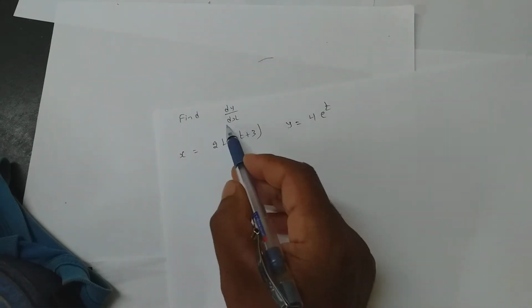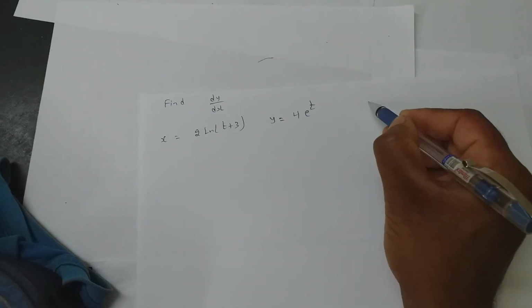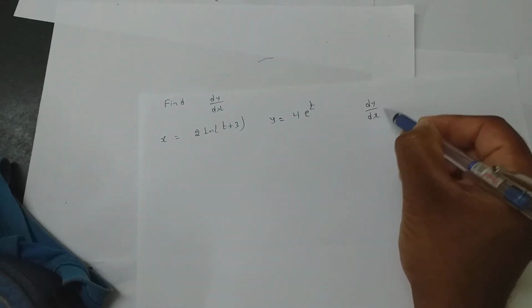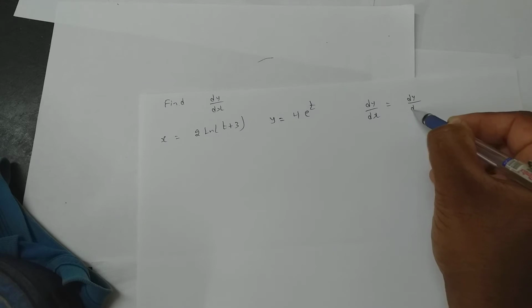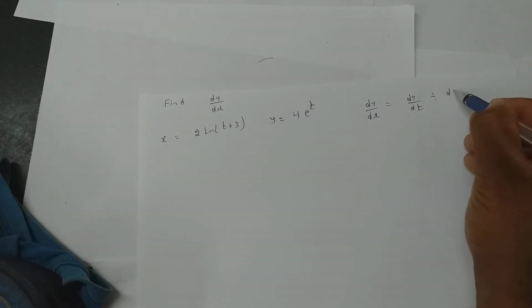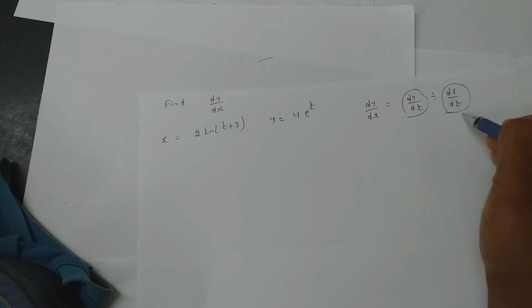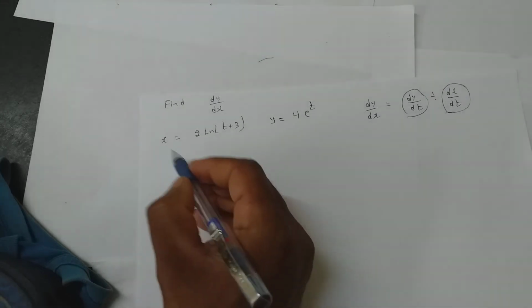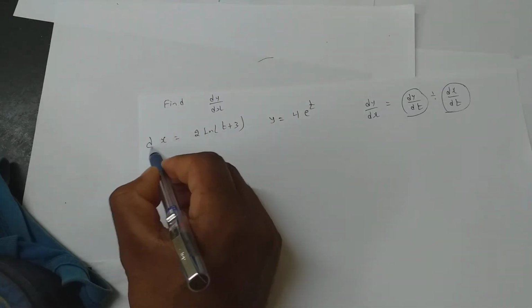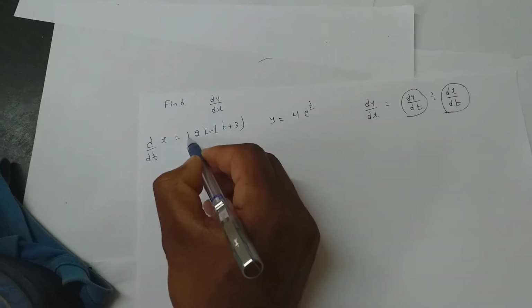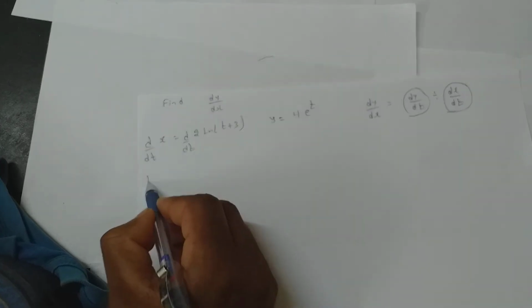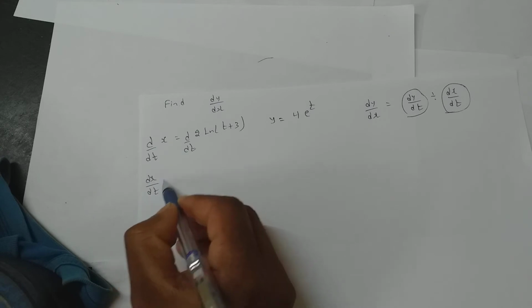Clear? Now to find dy by dx, what is the formula that I have just told you? Dy by dx is nothing but dy by dt divided by dx by dt. So let us find each of them and place it here. So to get dx by dt, I need to differentiate with respect to t. So dx by dt cannot be simplified, so leave it like that.